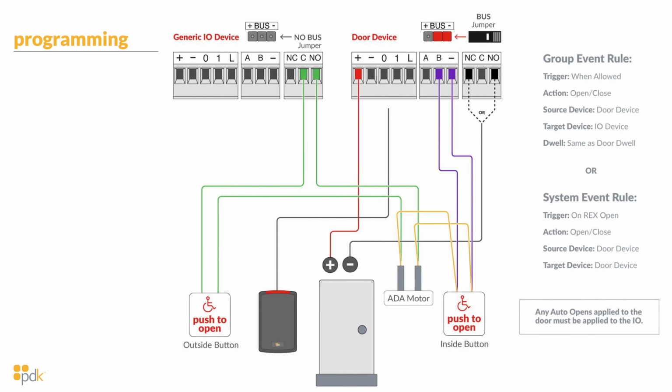So this is the programming that you will do. You'll notice everything here is exactly the same, just in a slightly different position to fit the wording here on the sides. We're going to first create a group event rule, and we're going to say when access is allowed, we are going to open/close. So the source device is going to be the door device, and the target device is going to be the I/O device, so that it allows us to activate the button from the outside of the building.